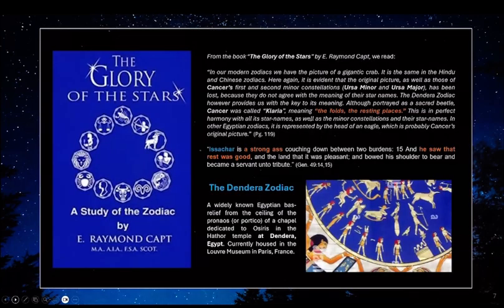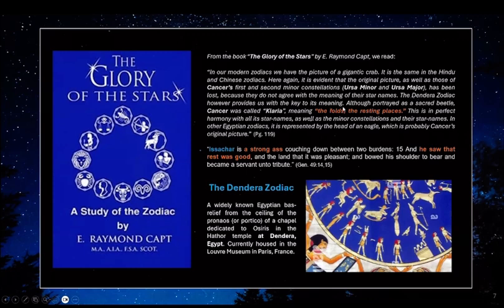Now in Raymond Capt's book, The Glory of the Stars, that came out back in, I think, 1983, somewhere around there, listen to what he has to say. In our modern zodiacs, we have the picture of a gigantic crab. It is the same in the Hindu and Chinese zodiacs. Here again, it is evident that the original picture, as well as those of Cancer's first and second minor constellations, that would be Ursa Minor and Ursa Major, the two bears, has been lost because they do not agree with the meaning of their star names.